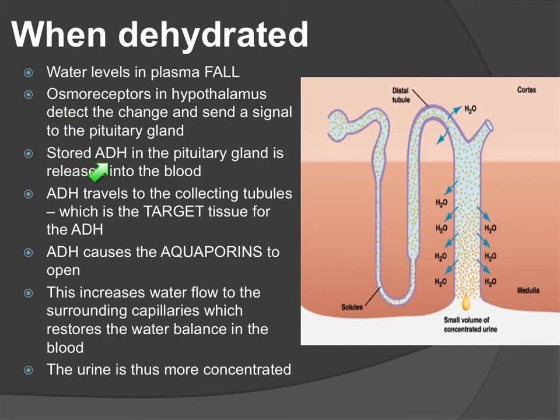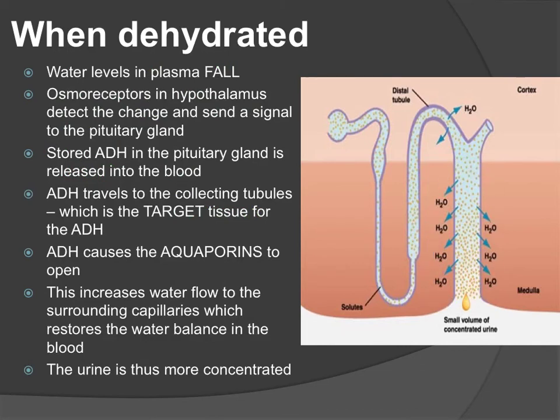So ADH is produced in the hypothalamus, and then it's actually stored in the posterior pituitary, and from the pituitary gland it is released into the blood. This ADH then travels down to the kidneys through the bloodstream. So it travels in particular to the collecting tubules, which, as we remember, is down here. So this is the last part of this nephron, and that's the target tissue.